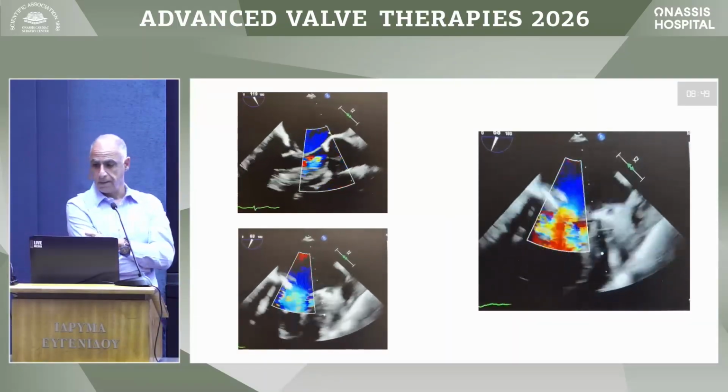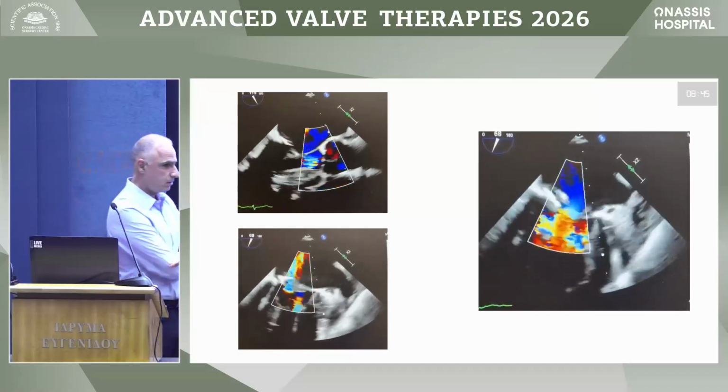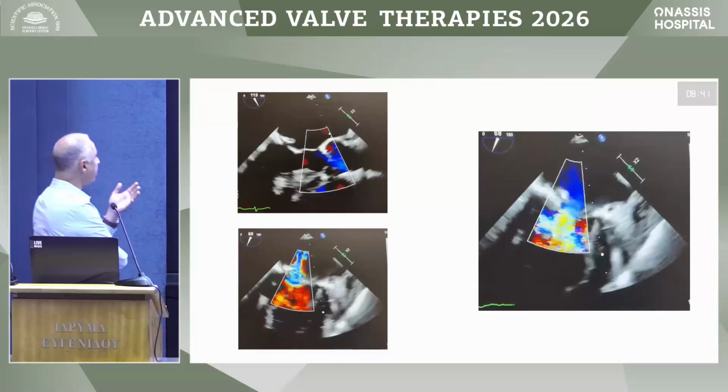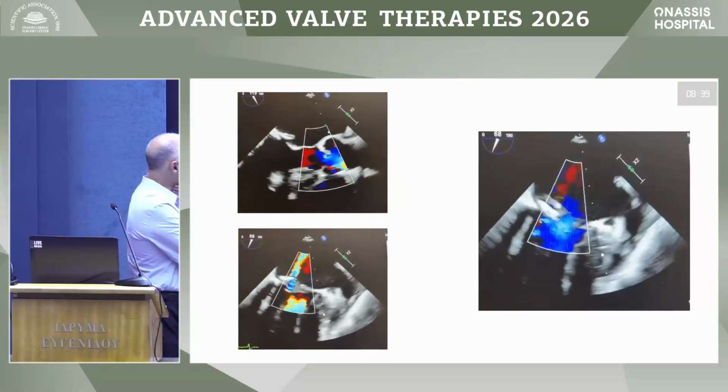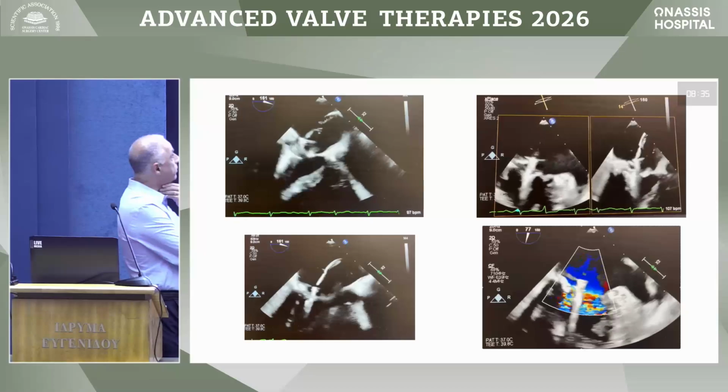the leaflets. However, she was 90. There were really no options for her. Not for surgery, not for a valve in a MAC or something. So we decided to try and do a clip on her.